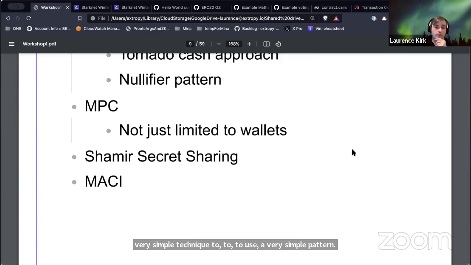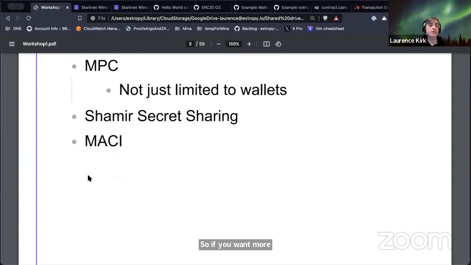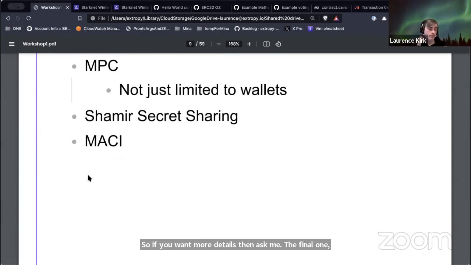The final one, MACI, this is an anti-collusion infrastructure. I won't go into much detail about this. If you are interested, have a look at the MACI project on Ethereum. But it's a way of preventing people from colluding or from bribing each other.